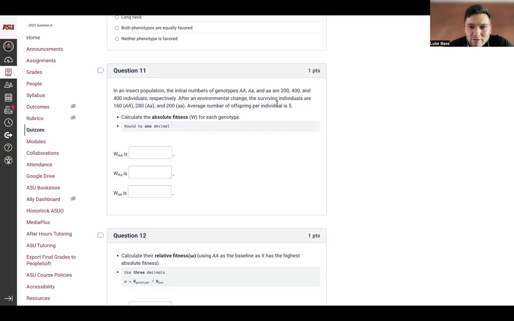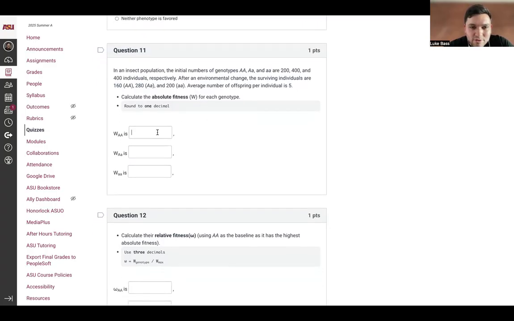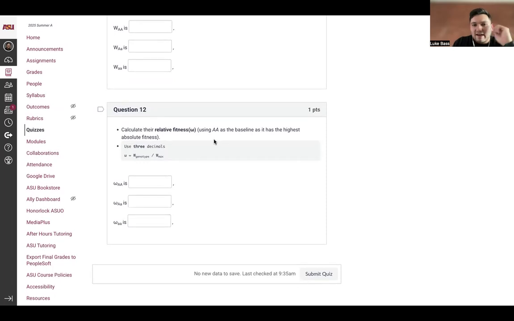Then you're given the average number of offspring per individual is 5. So you just have to use the equation that's provided in the PowerPoint as well. And then finally, the last step that you'll be doing is calculating the relative fitness. Once again, you'll be using AA as a baseline for the highest absolute fitness. Well, big A, big A.